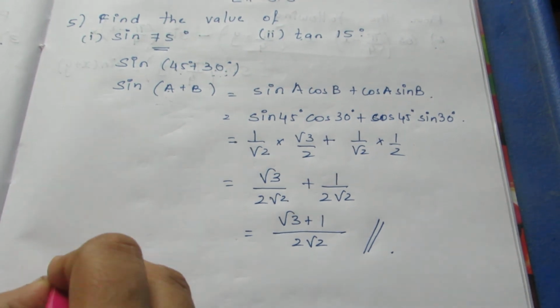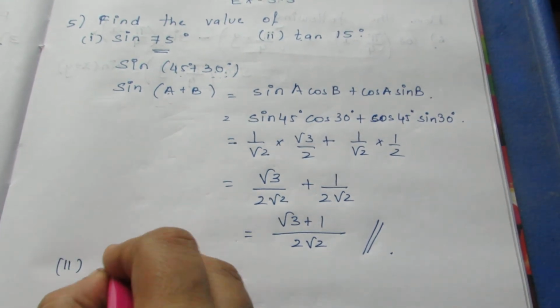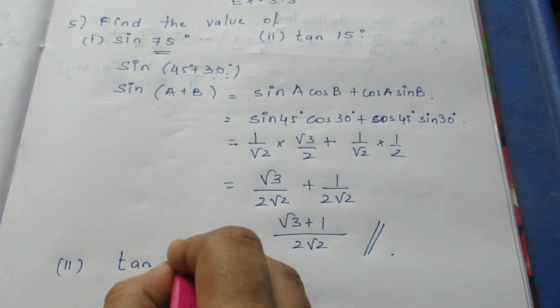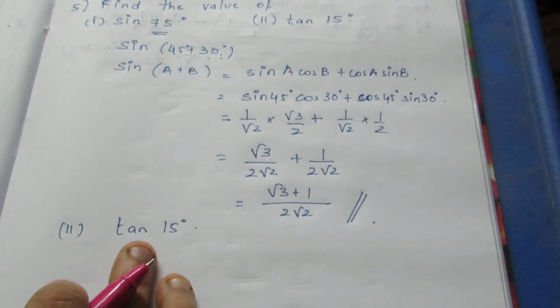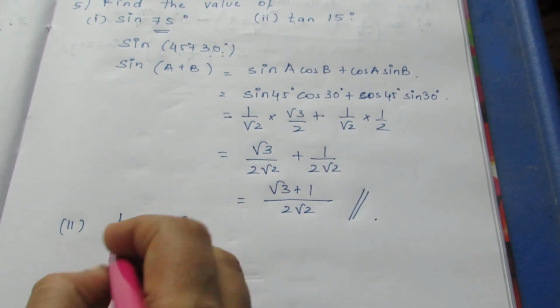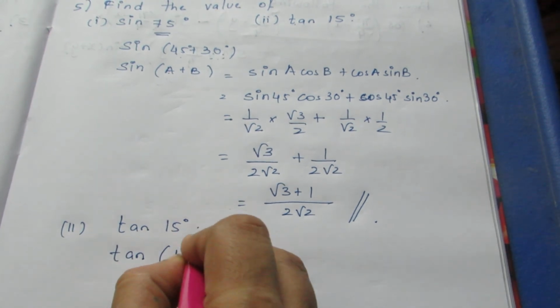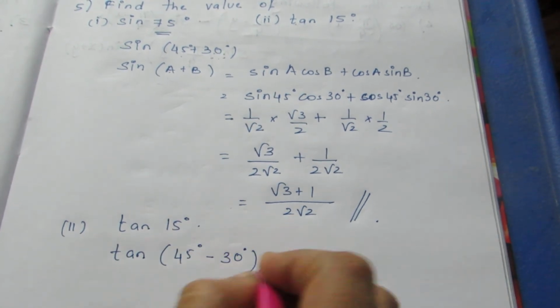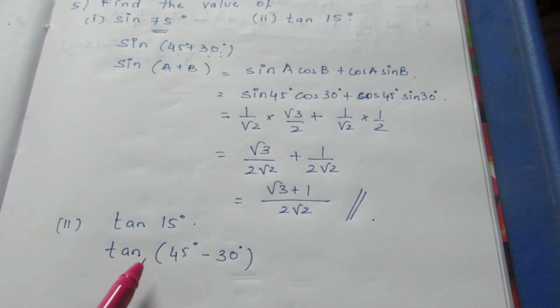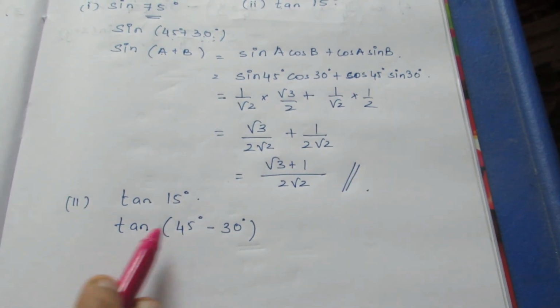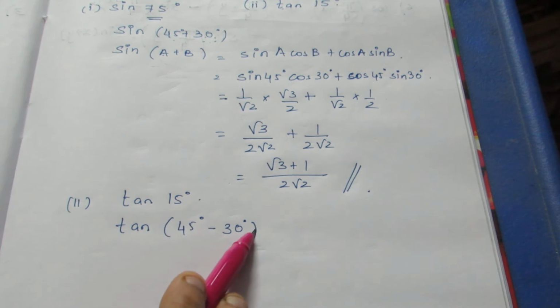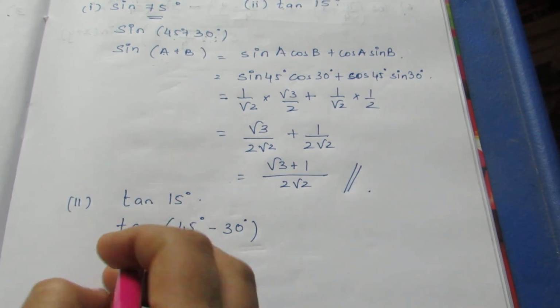Now we'll move on to the second one. It is given tan 15. Even this value we don't know. Tan 15 value we don't know. So for that reason, I'm just changing 15 as 45 degrees minus 30 degrees. I know the values of 45 and 30, but we can't substitute directly for tan 45 and tan 30. We need to write it in the formula.